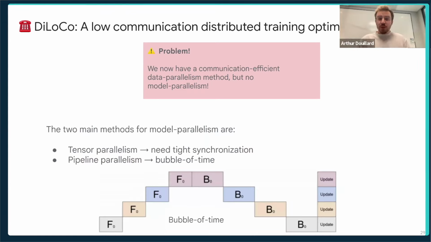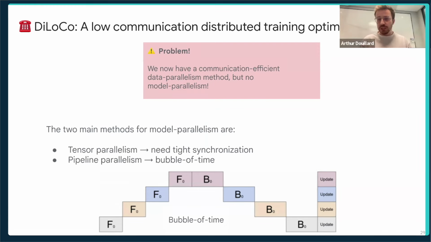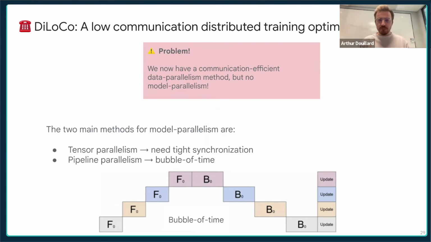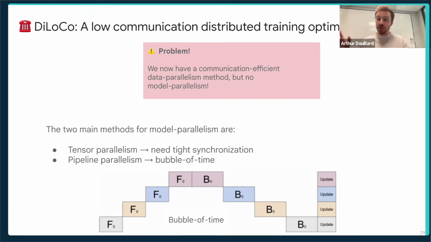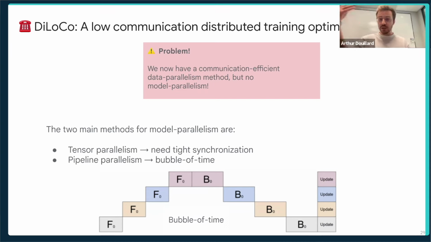The two main methods for model parallelism are tensor parallelism and pipeline parallelism. Tensor parallelism, which I talked about before, requires tight synchronization, so we cannot use that. Pipeline parallelism is a bit more flexible, in the sense that the different devices don't need to be in the same location, they don't need to be collocated. You do a forward pass through the first device that holds the first few layers, and then you transmit the activation to another device that holds the next layers.